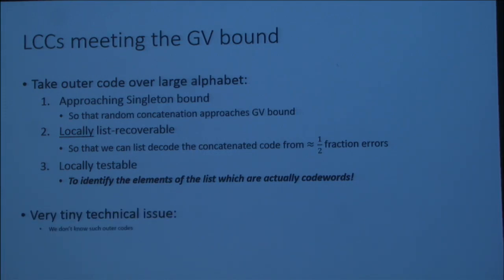And so the problem is we don't know such codes which also lie on the singleton bound, are locally list recoverable and are locally testable. So that's what breaks down when we try to make the scheme local.